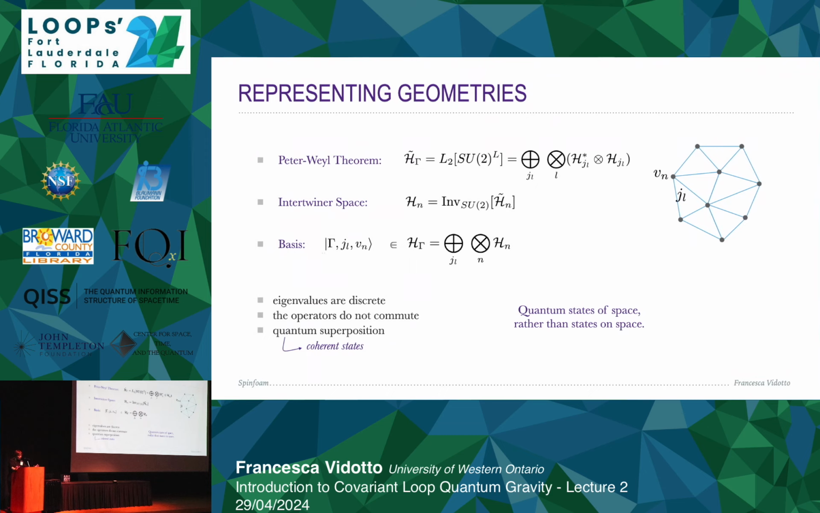So now this is the question that I was asked before. What are these states about? Okay, now I can tell you this. Now we are writing the states of the theory in this particular basis, such that I can diagonalize area and volume. So these are eigenstates of area and volume.